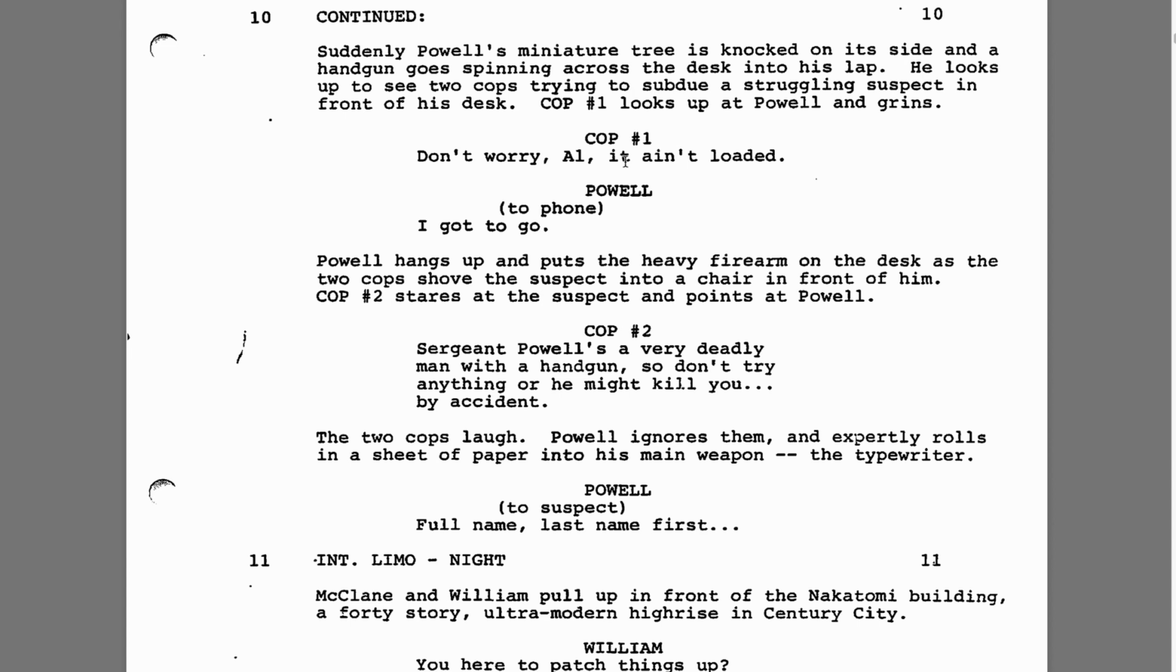Powell ignores them and expertly rolls a sheet of paper into his main weapon, the typewriter. Powell, to suspect: Full name, last name first.